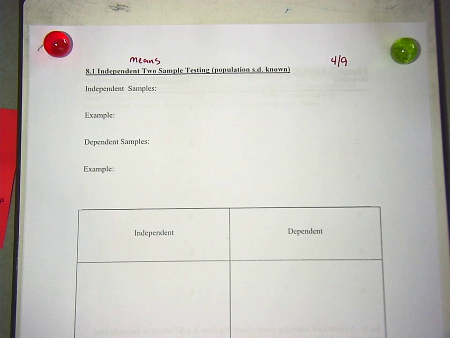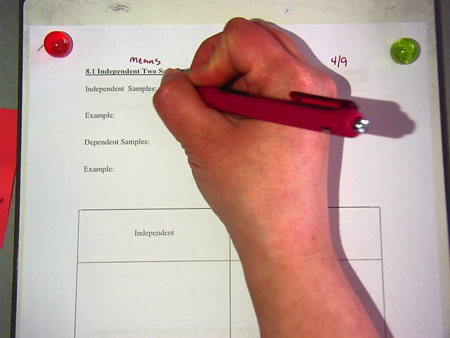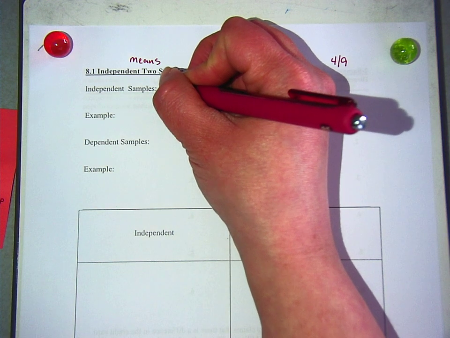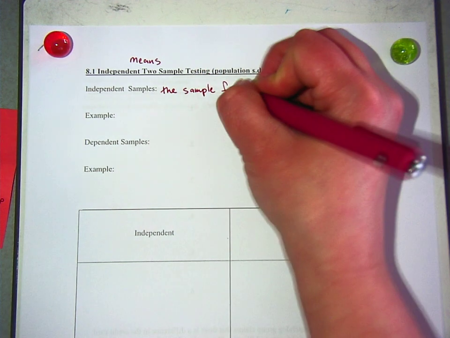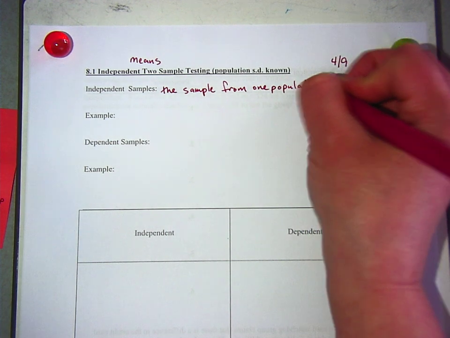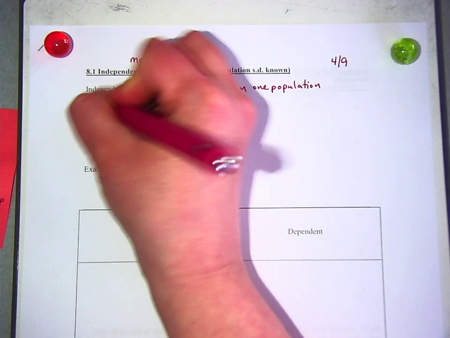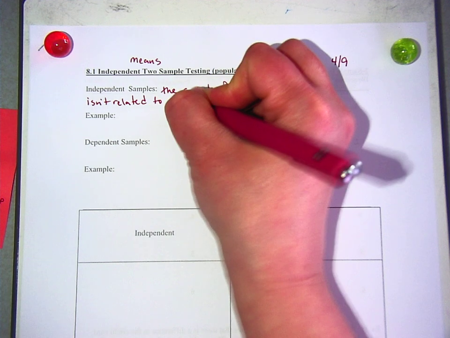Okay, now there's many different types of two-sample testing, which we will go over eventually. But there's independent and dependent samples. Independent is where the sample from one population isn't related to a sample from the other.